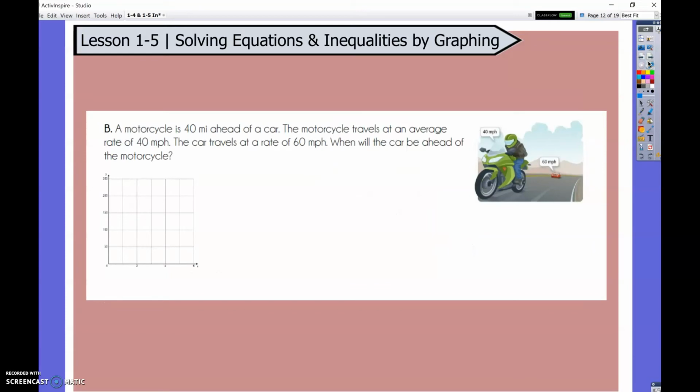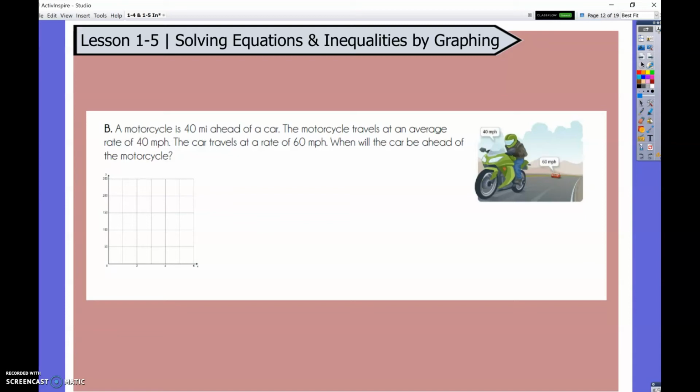For example, to part B, we have to do a little bit of thinking and maybe equation creation. We have a motorcycle 40 miles ahead of a car, gets a head start. He travels 40 miles per hour. The car goes 60 miles an hour, so it's going faster, but it doesn't get a head start.